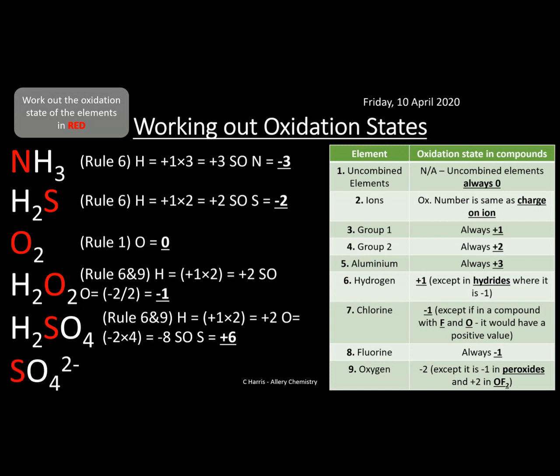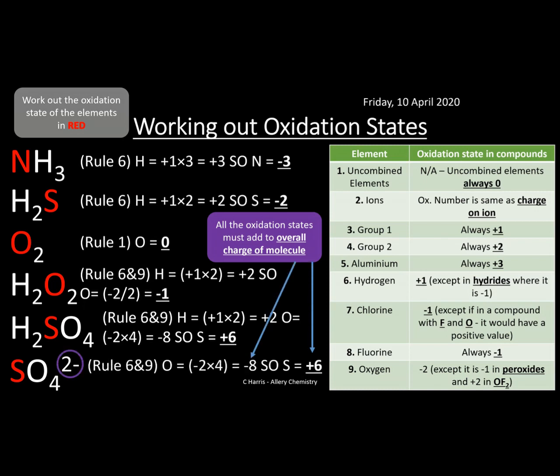And the final one is SO42-. Now this one's got an overall charge. So basically these numbers here must add up to -2. So we're going to look at sulfur here. So all these ones are neutral, basically, that's what we said before. But if we look here, we've got 2-, so we use rule 6 and 9. So we've got 4 lots of -2 because that's the oxygen. So that's going to give us -8. So the sulfur in this case must be +6. We know it's +6 because the overall charge must add up to -2 or 2-. So that's quite important. Okay.